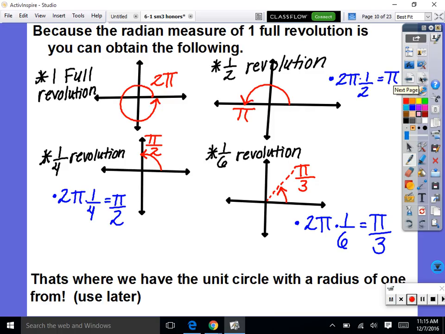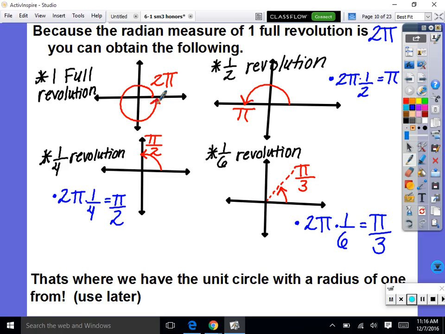Okay, so a couple more things here. Because the radian measure of 1 full revolution is, and I meant to write this, 2 pi. So because the radian measure of 1 full revolution is 2 pi, you can obtain the following. So we know that 1 full revolution is a full way around the circle, that's 2 pi, correct everybody?